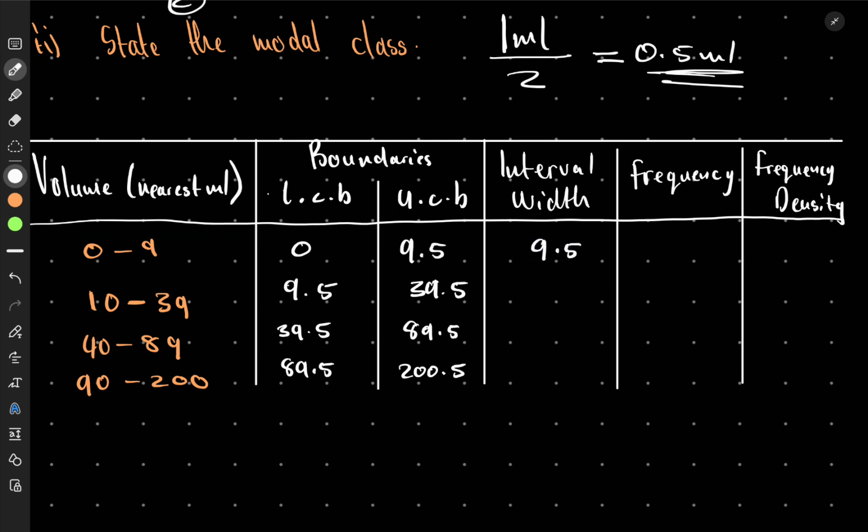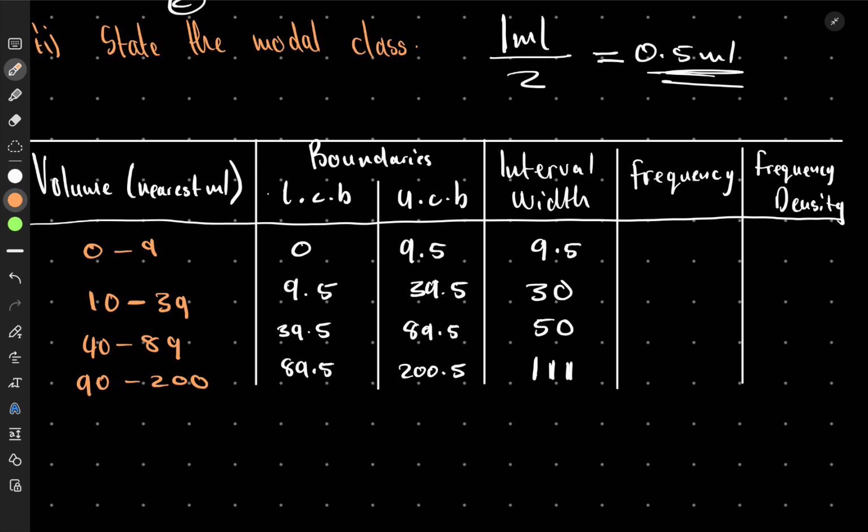We keep going. Interval width for this one, 39.5 minus 9.5. That's the next one. We'll get 30, of course, definitely. Then here, 89.5 minus 39.5. This looks like a 50. Yes, it is 50. Then here we go, 200.5 minus 89.5. What do we get? 111. So we get 111. Wow.